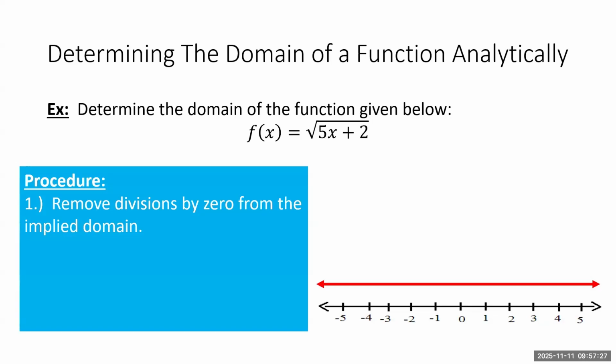For our procedure, the first thing we are going to do, we have number 1, remove divisions by 0 from the implied domain. Well, in our function, observe that we have no divisions, so we don't need to worry about that. There's no divisions by x or any input variable that would make us divide by 0, so we don't need to worry about that.